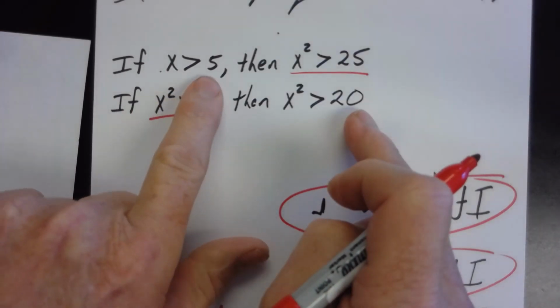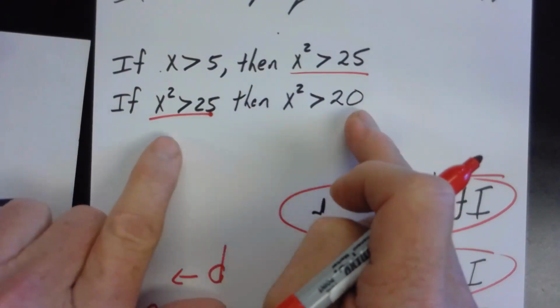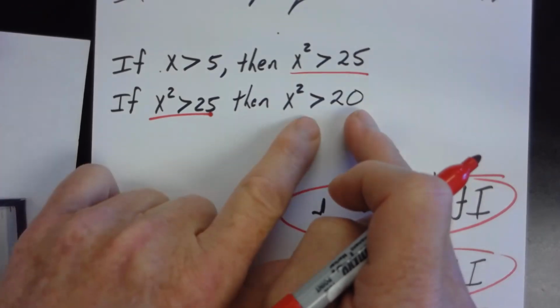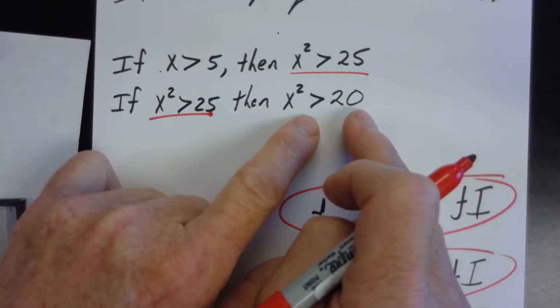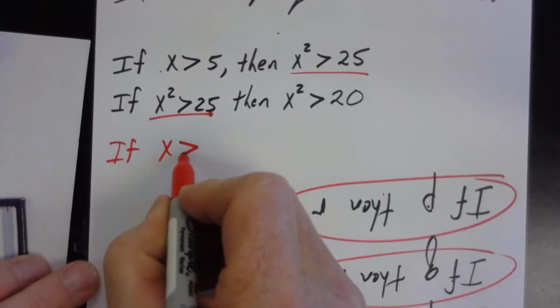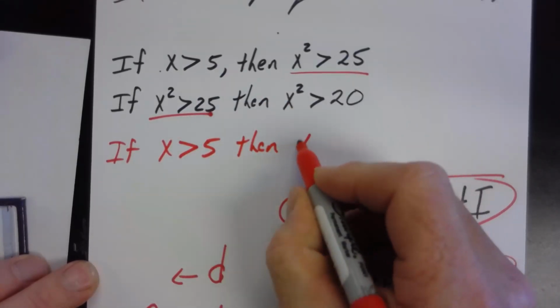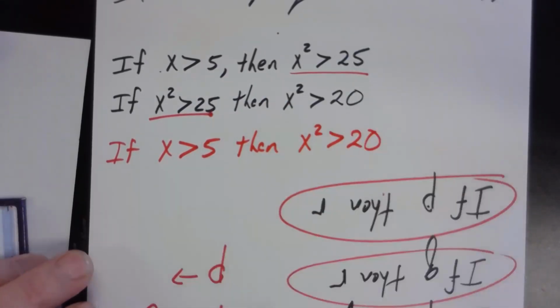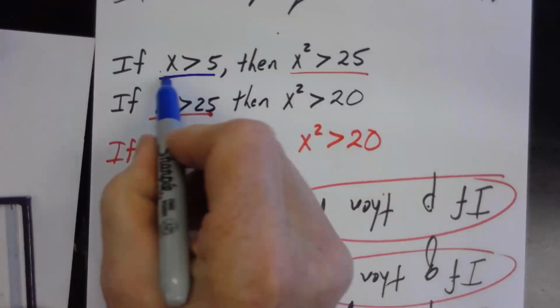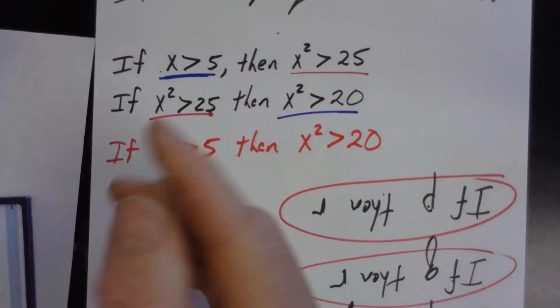If x is more than 5, then x squared's got to be more than 25. I think that's true. And if x squared's more than 25, then it's more than 20. I think that's true. And so I think we can say if x is greater than 5, then x squared is greater than 20. So see how I went from our first hypothesis to our last conclusion, didn't I? Now, isn't that exactly what it says on example 5A? Isn't it exactly the same?